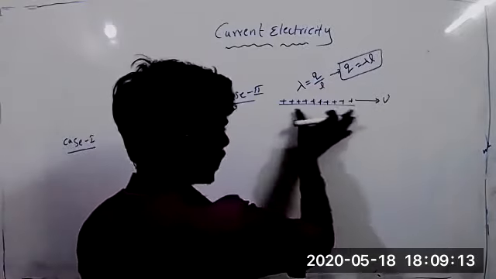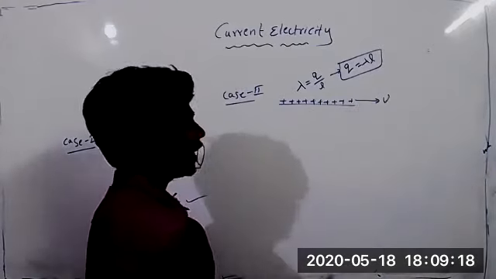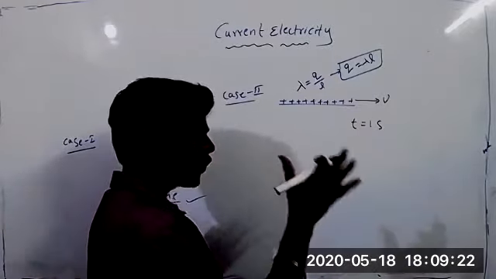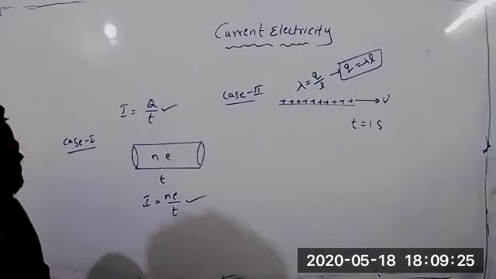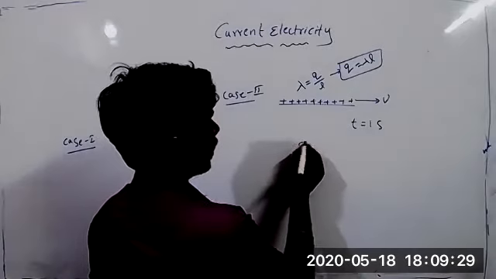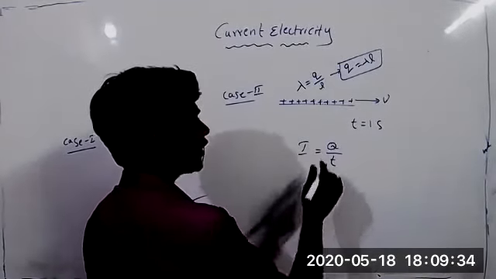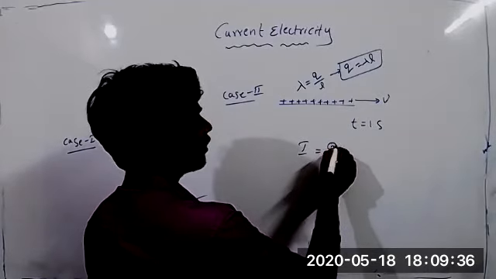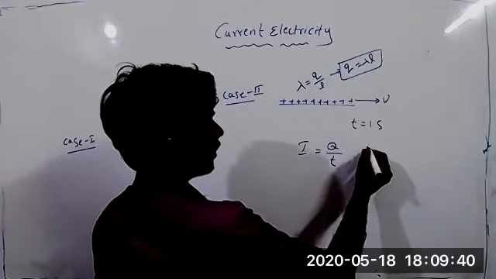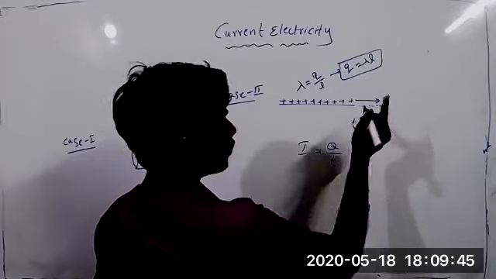Now these charges are moving linearly with velocity v. In 1 second, t equal to 1 second, how much current is flowing? If they ask like that, first we have to write our general formula. Current I is equal to Q by t. This is the formula. Now we have to calculate Q, with t equal to 1 second.